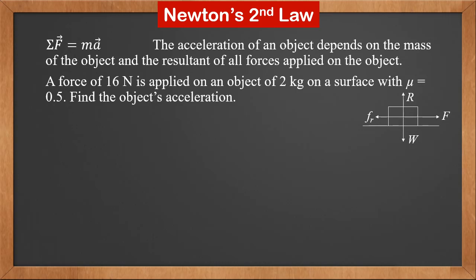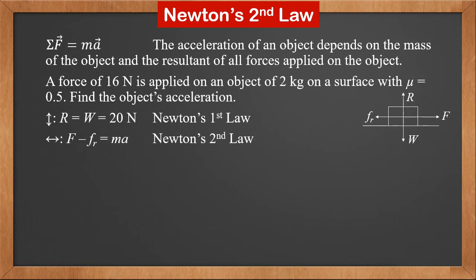Let's look at both directions. The object is moving in the horizontal direction only. Therefore, in the vertical direction, there's no acceleration, and the resultant is 0. So R is equal to W, which is 20 Newton. This is Newton's first law. Horizontally, using Newton's second law, we have F minus friction equals ma. F is 16, friction is mu R, mass is 2. So a is 3 meters per second squared. It points to the right, in the same direction as the resultant in the horizontal direction.